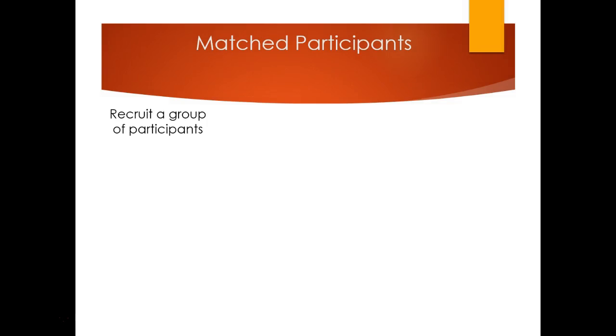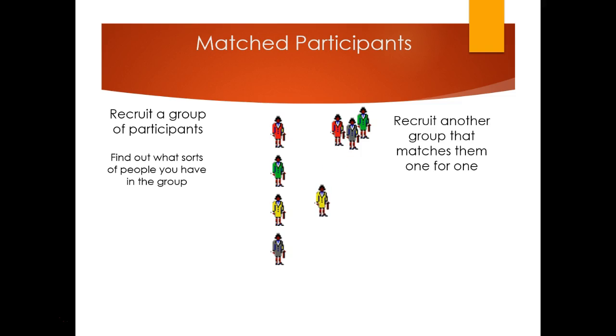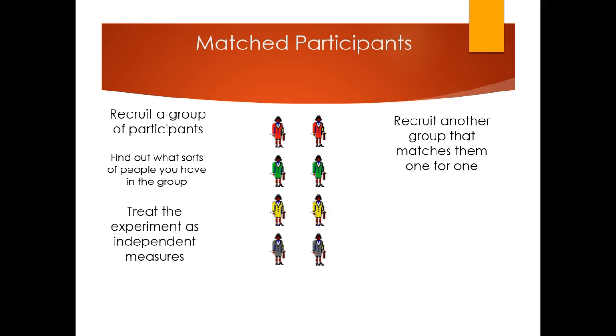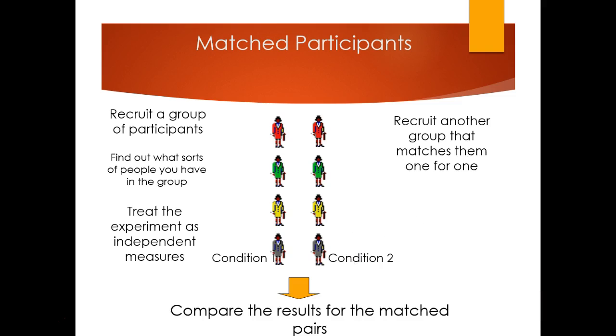So lastly, matched pairs. Again, you recruit a group of participants, but this time you try and match them as equally as you possibly can. The best matched group would be sets of identical twins. You then treat it like independent measures. One half of the matched group does condition 1 and the other half does condition 2. Then you compare them against each other.